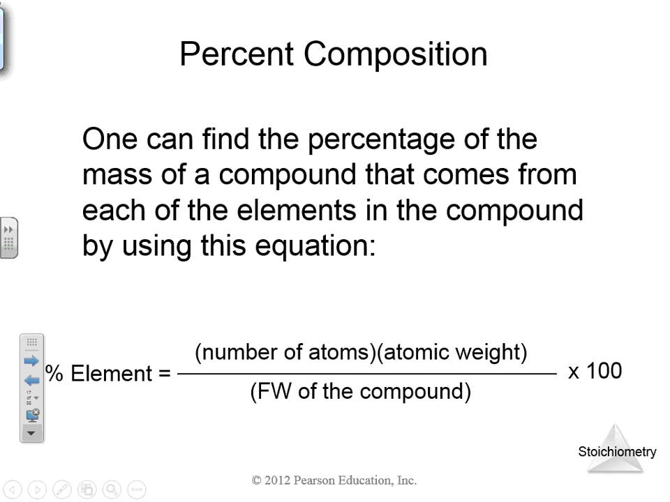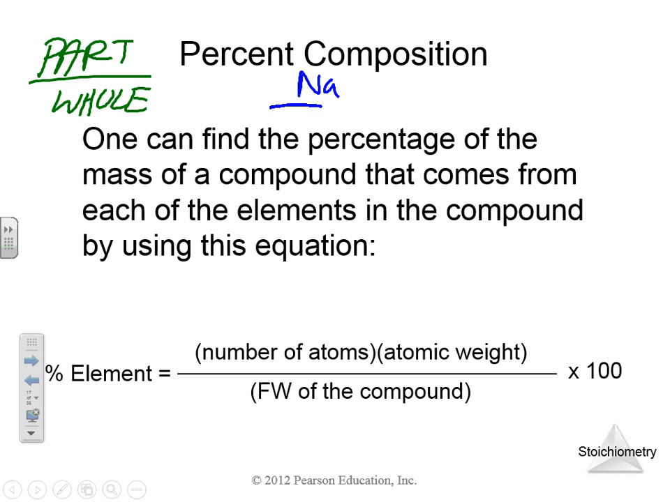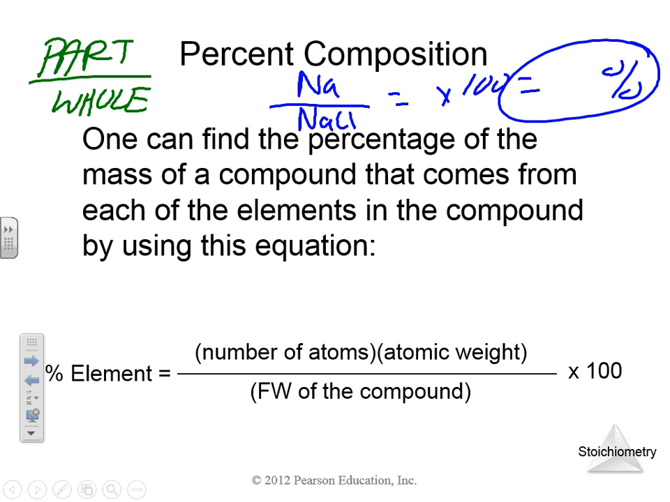Percent composition. Remember, we want to find the percent of an element in a compound. We're really just doing the part over the whole. So for a real easy example, if I take table salt as my example again, and I want to figure out what percent is sodium, I'm going to take the weight of Na divided by the weight of NaCl. That'll give me the decimal, and I can multiply by 100, and that will get me my percent. So remember, that's the easiest way to find percent composition: part over the whole.